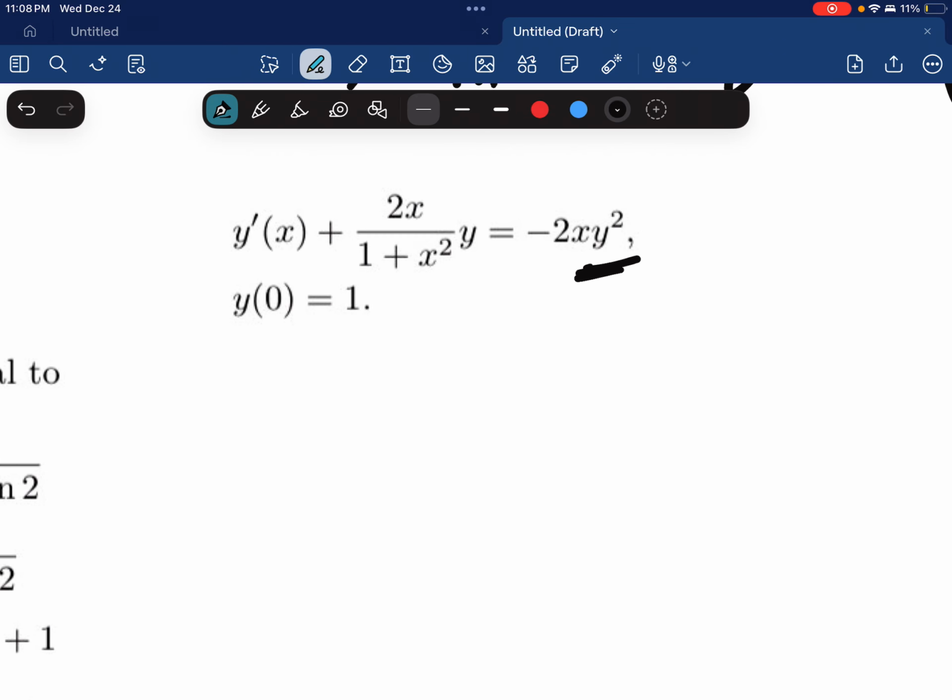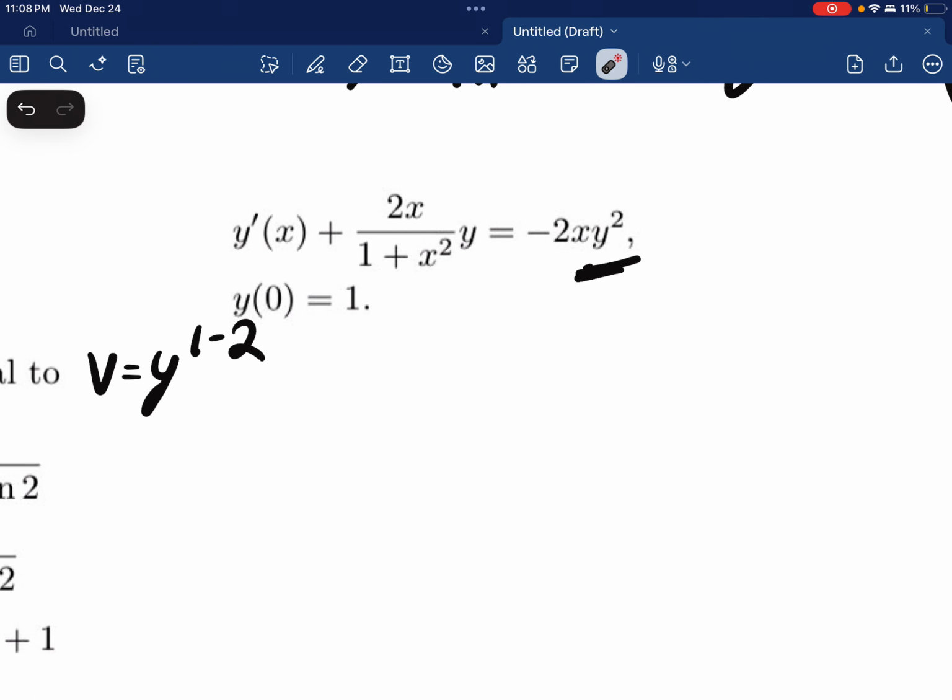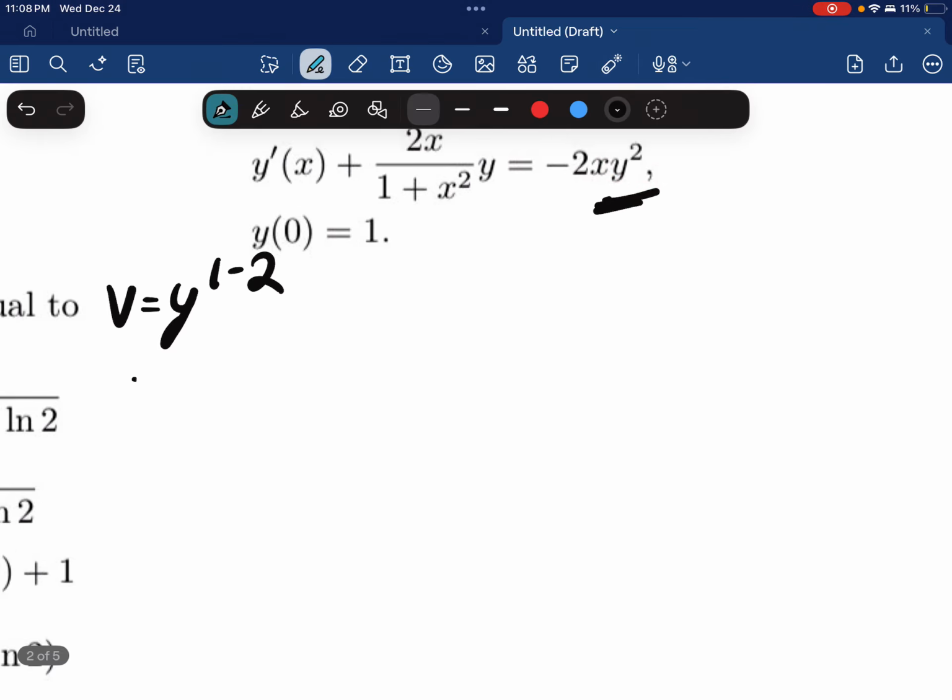Okay, v equals y to the 1 minus n. And we said n is 2 in our case, because y is being raised to the second power. So we know it's 2. Okay, so v is y to the negative 1.